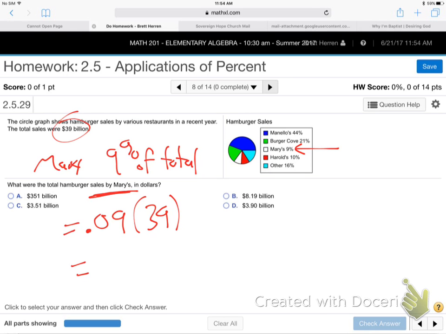So somebody got a calculator on that? 35.1. So I don't see it there. 35.1? Oh, it's 3. Yeah, the decimal's going to be two places back. 3.51. Thank you. So there it is, answer C. Is that good on that? Questions on that? So all I've got to grab is the total and Mary's percentage. 9% of the total is Mary.